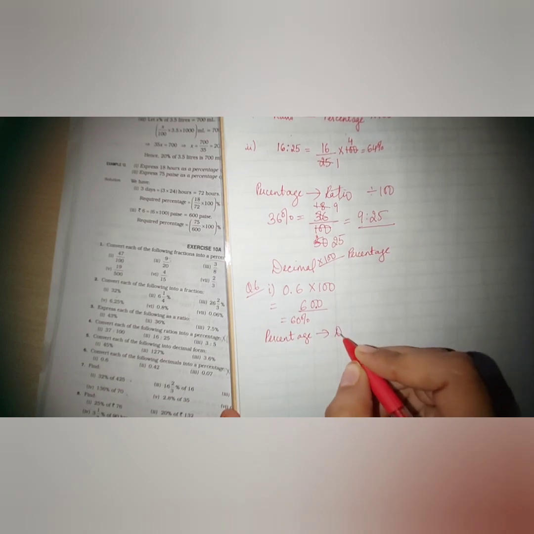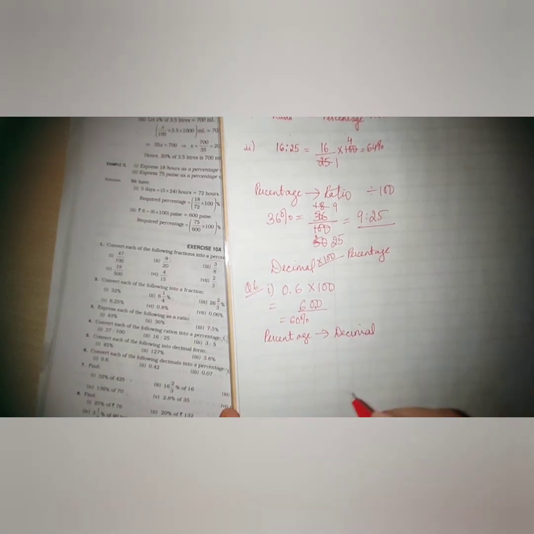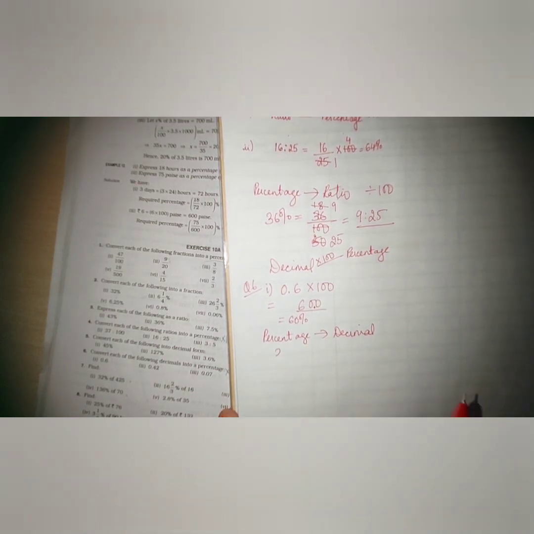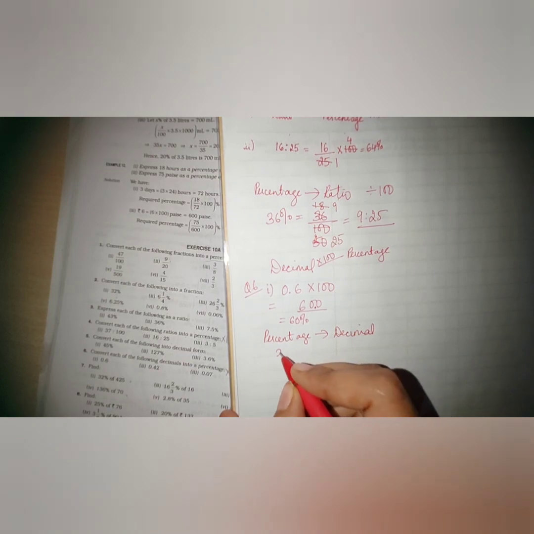Okay, and now suppose if you have a percentage and you need to change it into decimal. Very easy. First, every percentage, the first step of conversion of percentage into anything, whether it is fraction, ratio or decimal, the first step is what? First you convert it into a fraction. Okay, let's take a decimal number. Sorry, let's take a percentage. Okay, let the percentage be this 45%.